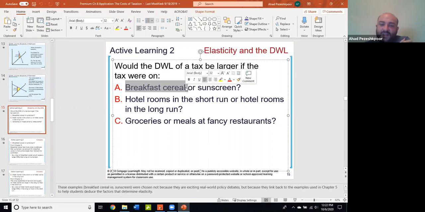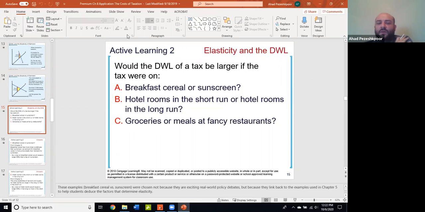Remember, you have to compare their elasticities. For example, breakfast cereal is much more elastic. The demand side is much more elastic than sunscreen because there is not really a substitute for sunscreen. But breakfast cereal, lots of substitutes. People can switch to something else. For these other two, I would need your opinion. See you in 5 minutes.